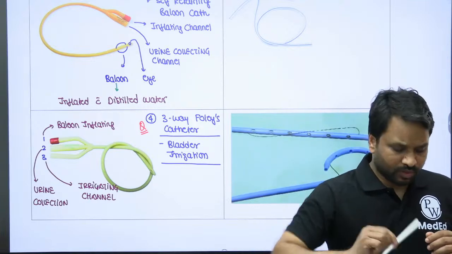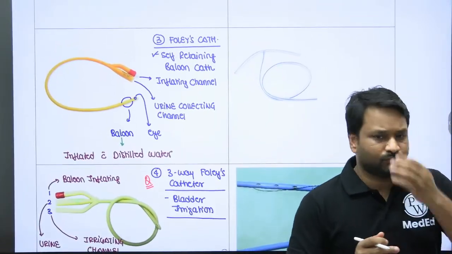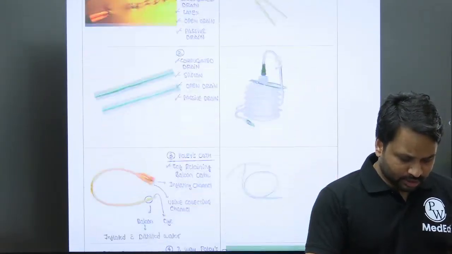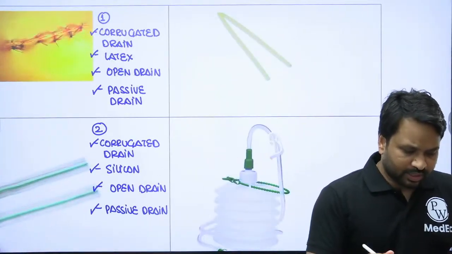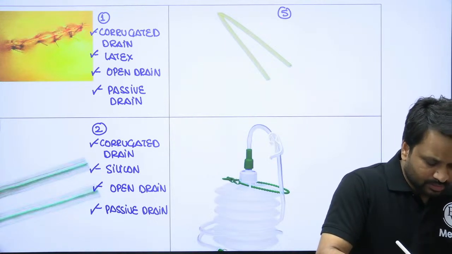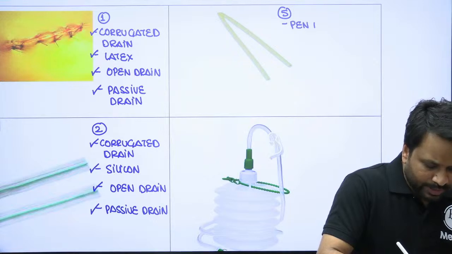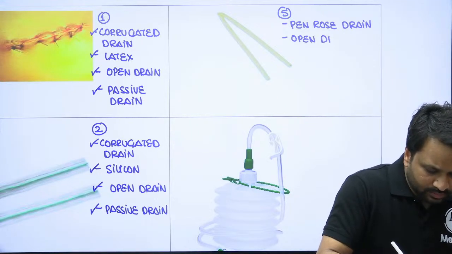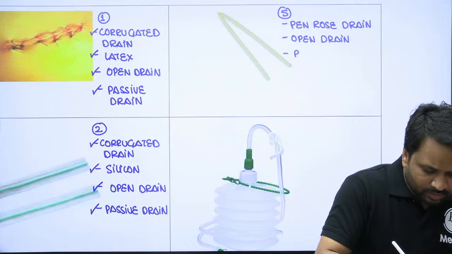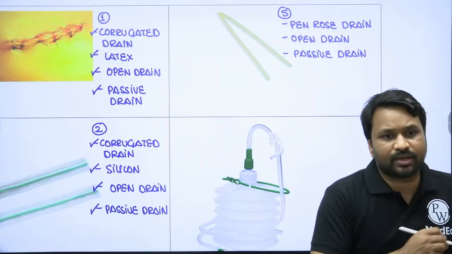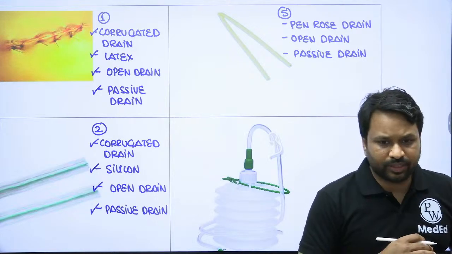Yeah. So it's a three-way Foley's catheter, right? Now you go into the next image, image number 5. Image number 5 is what we call the Penrose drain. We don't use it any longer. This is also an example of an open drain, and this also works on the principle of passive drainage, right?